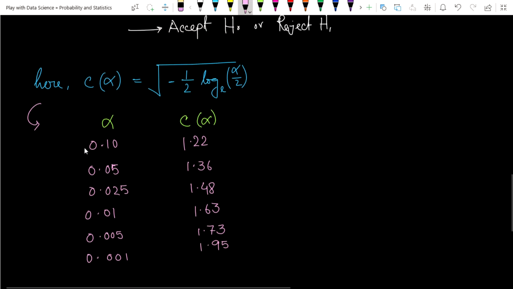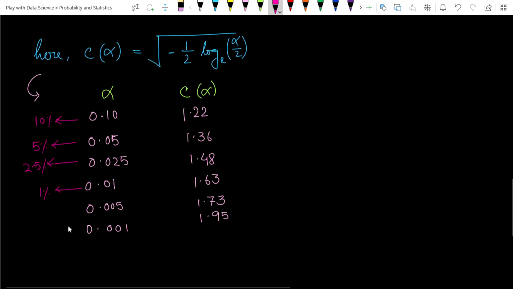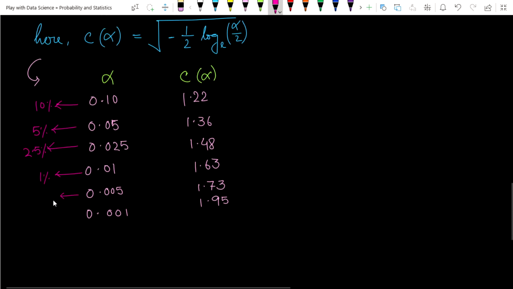If you just convert this into percentages, what does this mean? This simply means 10%. Okay, this is simply 10%. This means a 5% significance level. This means a 2.5% significance level. This means a 1% significance level, and like that. These mean 0.5%.